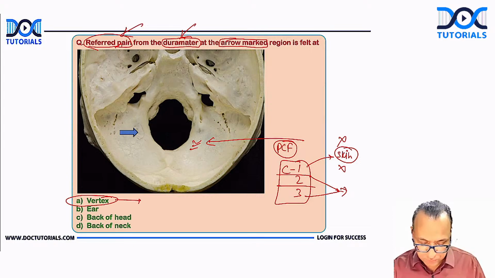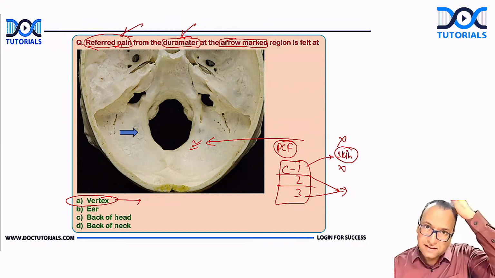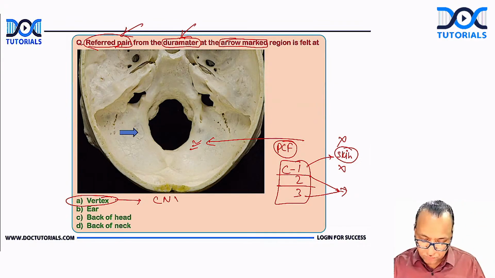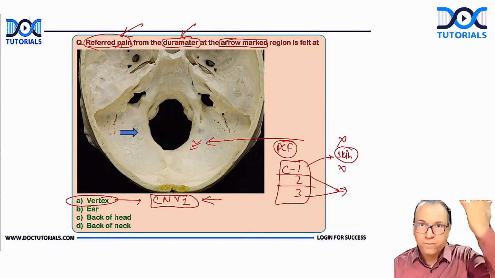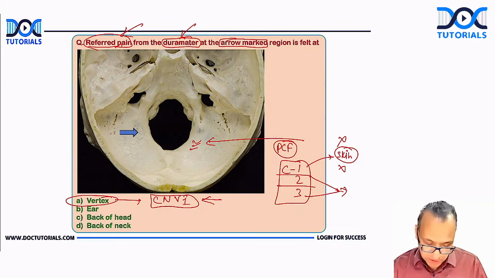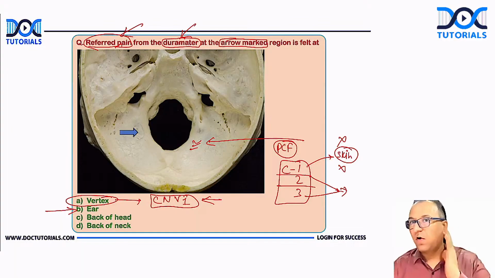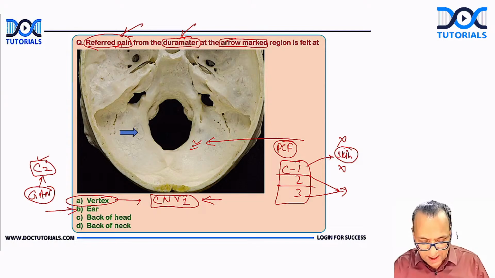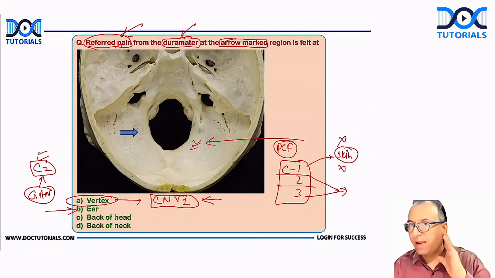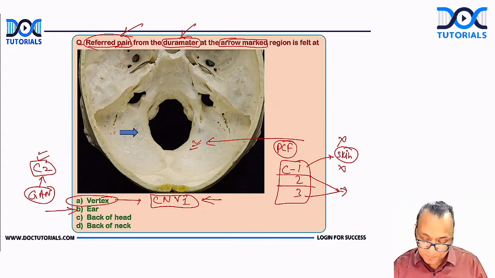Is it going to the vertex? Vertex means somewhere here, but vertex is the region where you will have pain because of cranial nerve number 5, the first division, ophthalmic division. It is the ophthalmic division which is sending the pain to the vertex, not the cervical nerves. So what about the ear? Ear, greater auricular nerve. Greater auricular nerve has root value C2. So you can have C2 and 3, you can have pain on the ear also. But then, is it more specific for this region or not? That is the point. What about the back of head?